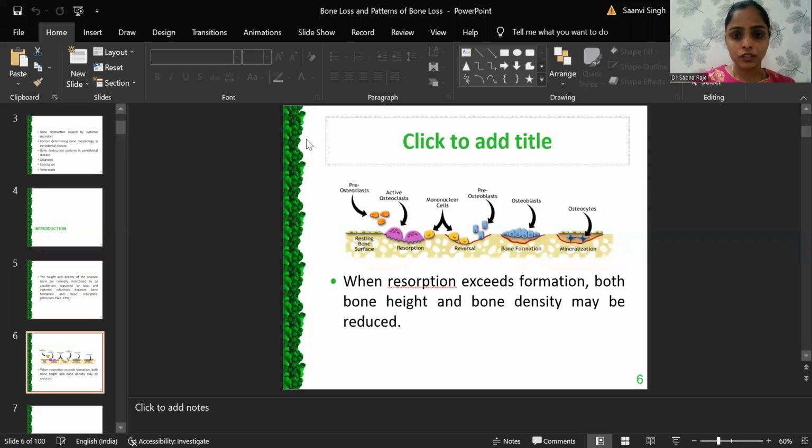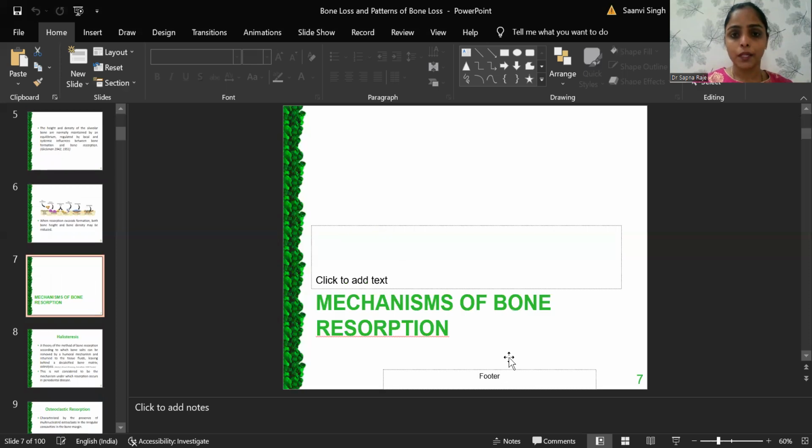So in this picture, you can see that there is osteoclast formation, then active osteoclast formation, then mononuclear cells that may lead to the reversal phenomenon, then pre-osteoblasts that lead to more bone formation, that is osteoblasts, and then mineralization takes place, with osteocytes deposited on the surface. When the resorption exceeds formation, both bone height and bone density may be reduced. When resorption exceeds formation, then the bone density will be reduced.